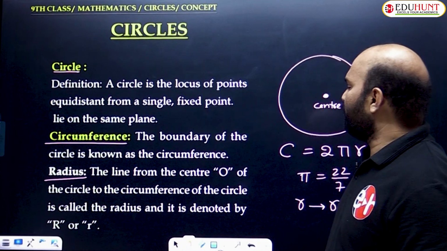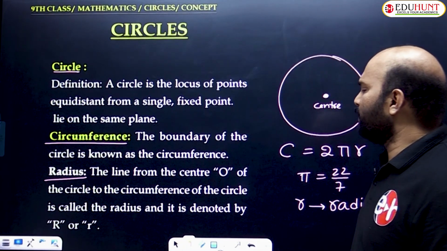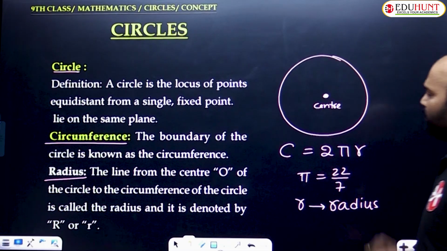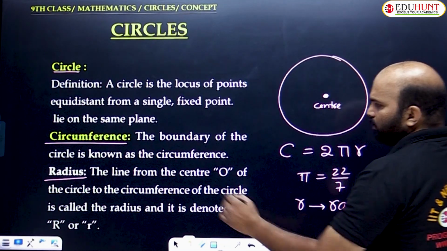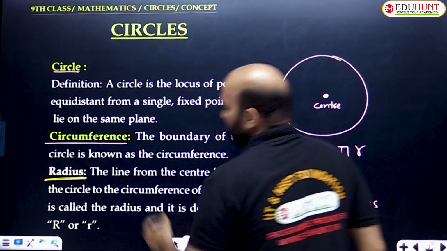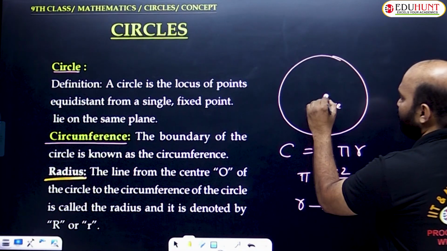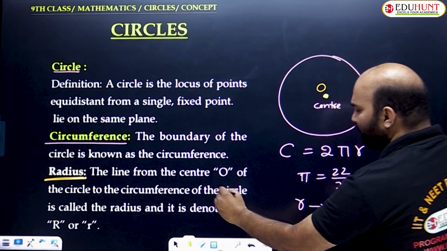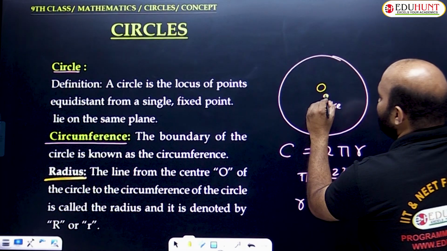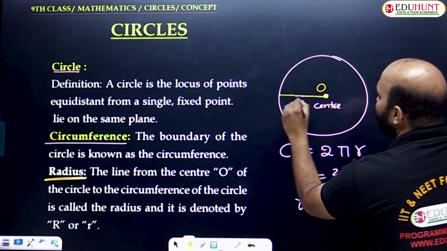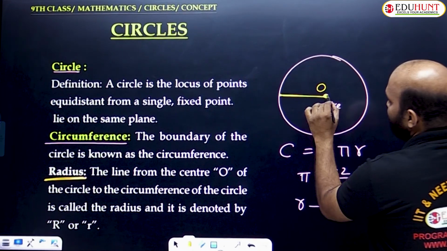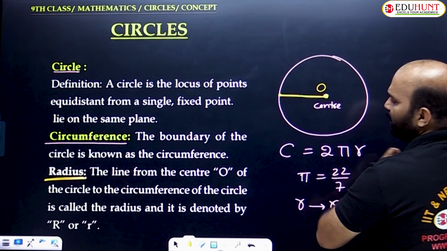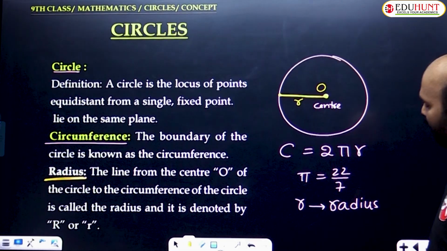The line from the center O of the circle to the circumference of the circle is called the radius, and it is denoted by small r or capital R. So the line from the center O to the circumference is called the radius. It is denoted as R, capital R or small r. Am I clear?